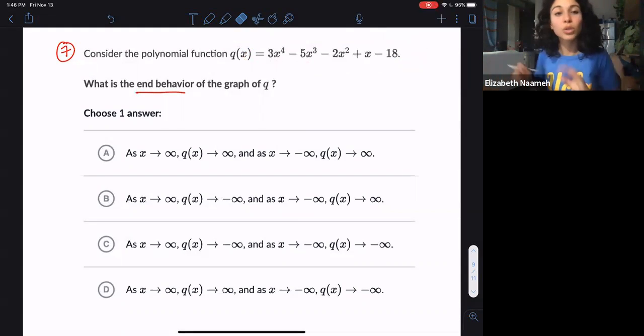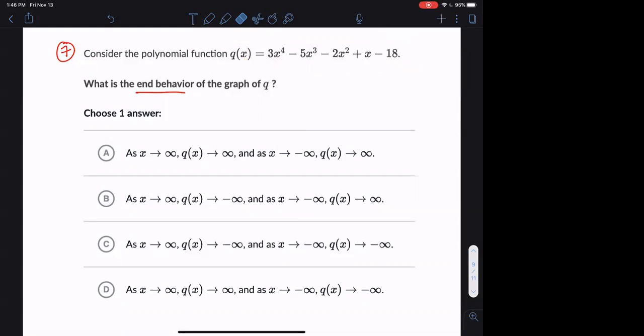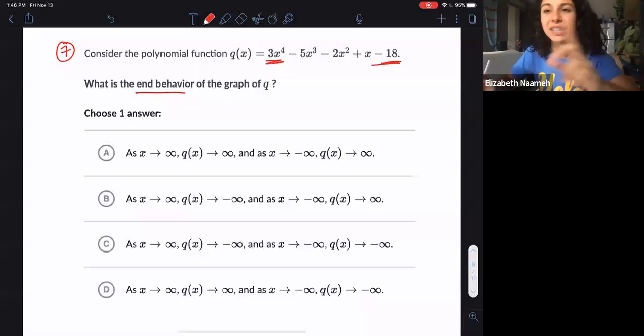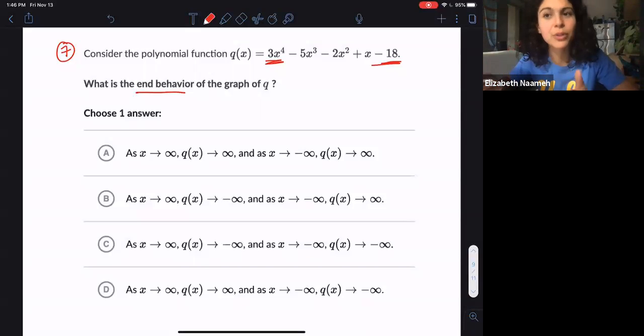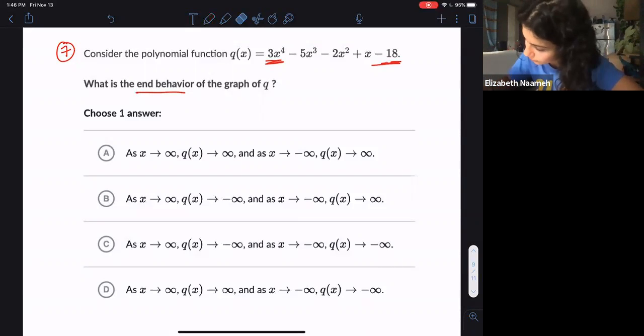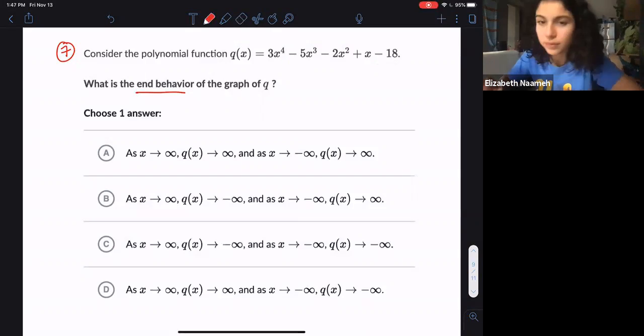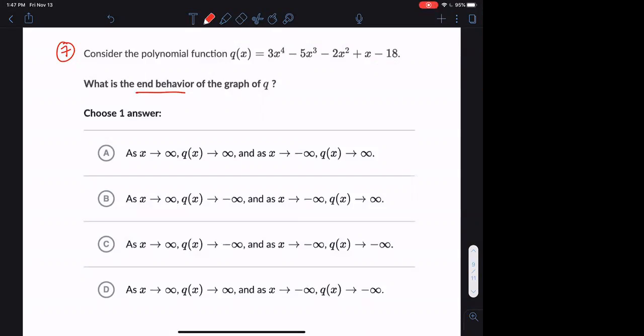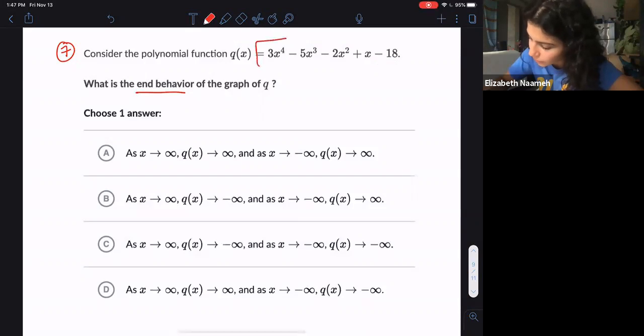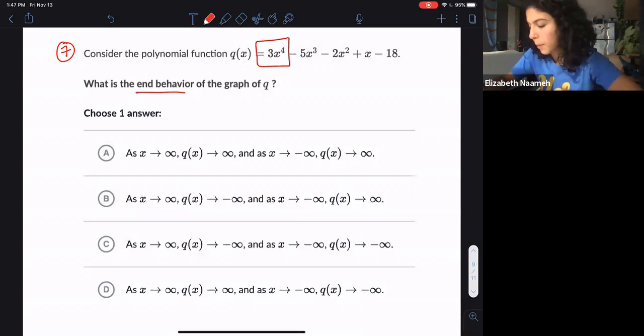But good news, we only need to know the end behavior. What's the only term I need to focus on for end behavior? The last one or the first one? Or let me ask you this, the one with the highest power or the one with the lowest power? The one with the highest power. The highest power, we call it our leading term. It's going to be 3x to the 4.